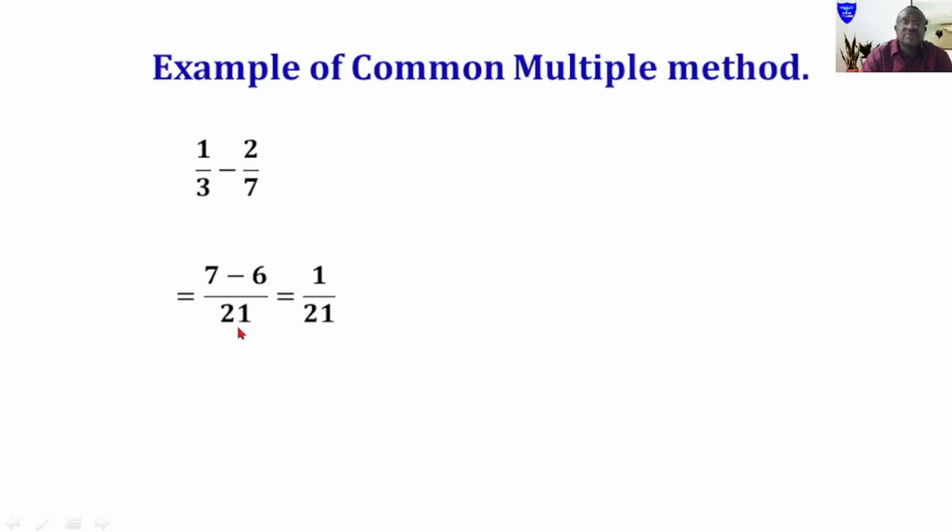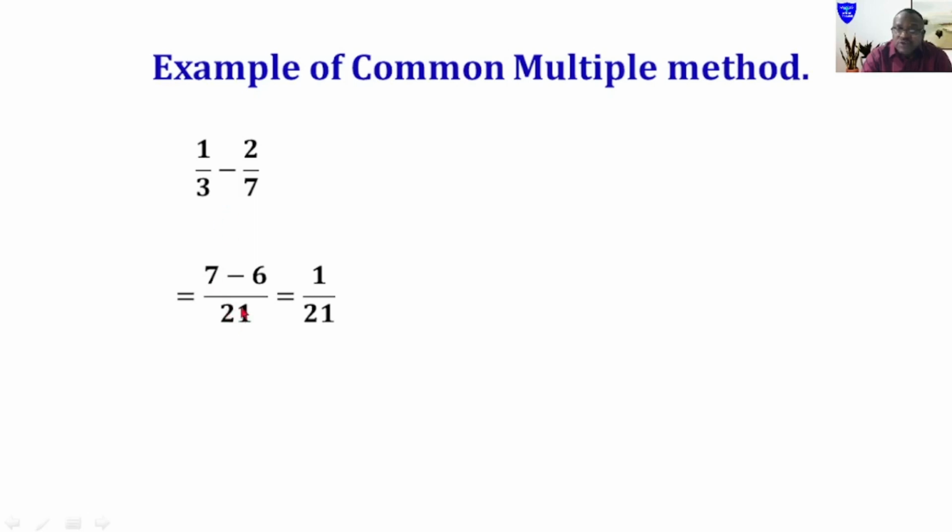Sometimes you can simply multiply these two, like in this case. Multiply 3 by 7 to get 21. And then you write that number there, draw the line. Then to get the top numbers, you have to divide 3 into 21.